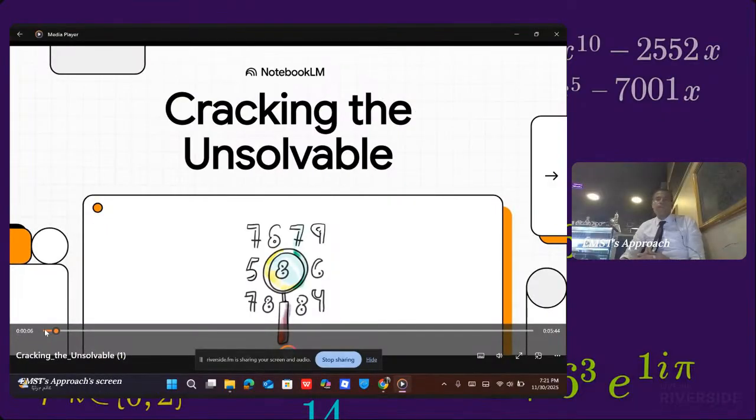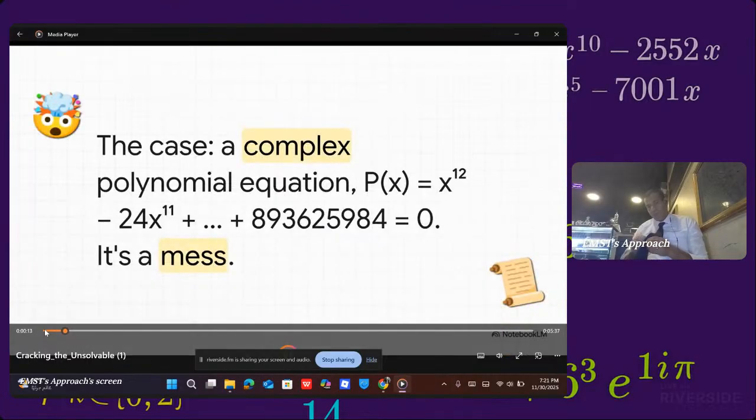Detectives, to be precise. We're tackling a case that honestly looks impossible at first glance, like completely unsolvable. So this is our crime scene. Just take a look at it. It's this long, chaotic, super intimidating polynomial equation. We're talking 13 terms, these gigantic numbers. I mean, let's be real, it's a total mess.